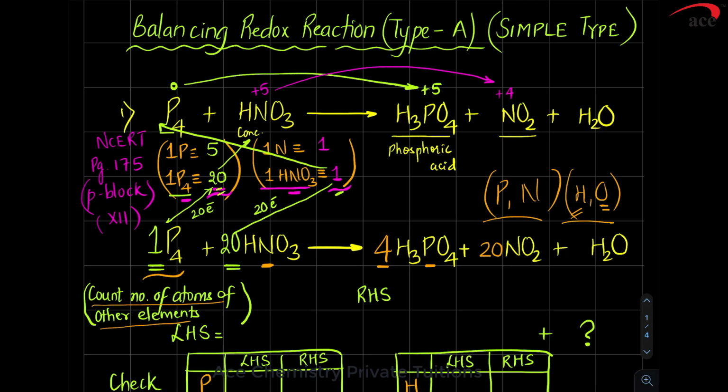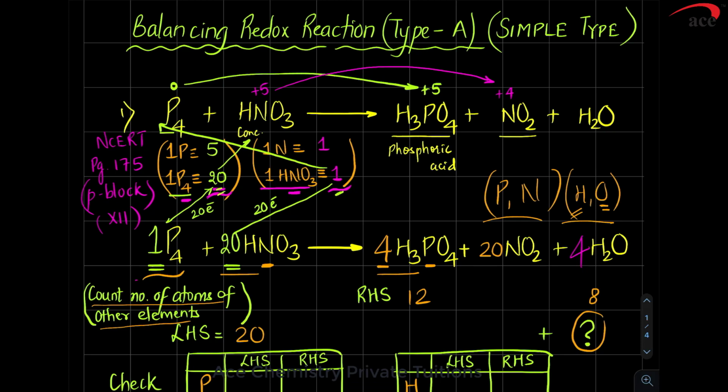Why do we balance phosphorus and nitrogen first? Because they were the elements whose oxidation number were changing. Now, we are left with 2 other elements, hydrogen and oxygen, and we try to balance that. What is the total number of hydrogen on the left hand side? 20. And this number is already there, 12. So, how many more should be there? Naturally, 8 hydrogen should be there. To have 8 hydrogen, you should have 4 here.